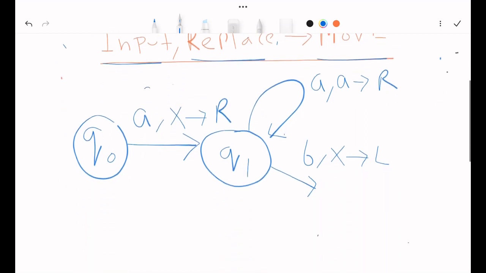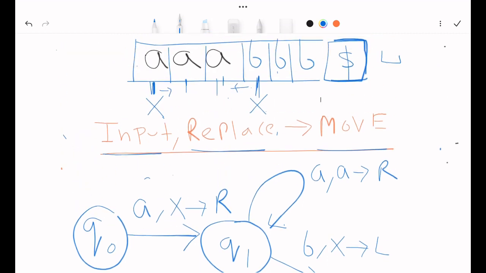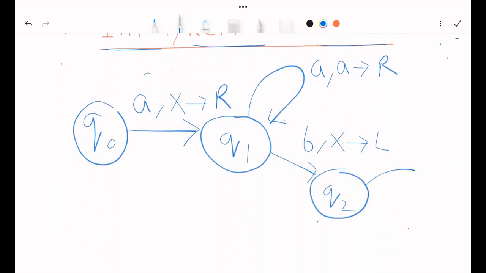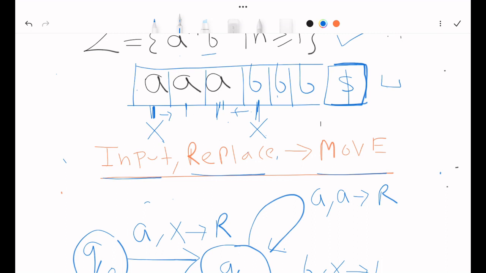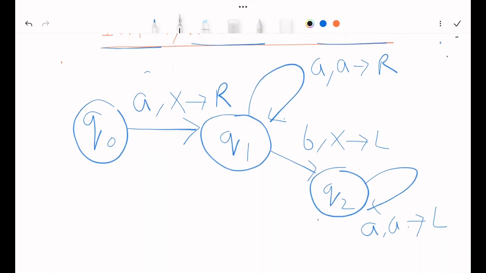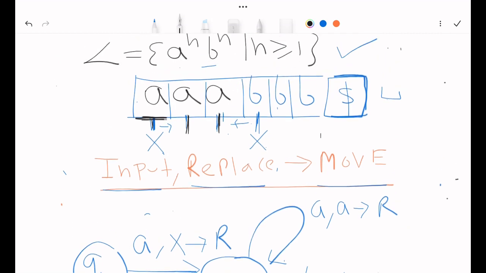Okay. Now when you are moving left, you are in the Q2 state. So there are many A, each A replaced by A and move left. A replaced by A, move left. I am using another color. A replaced by A, move left. Now I am here. Now X is coming. Whenever X is coming, X replaced by X and move right. What is the meaning of this? I am here. X replaced by X and move right. Now I am here.